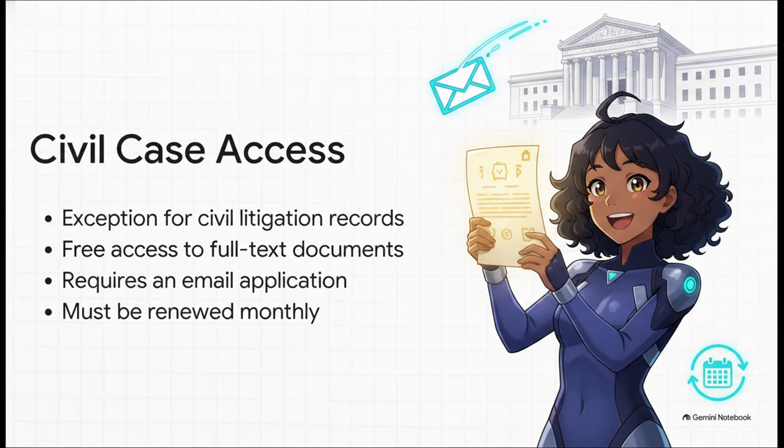But wait, there is an incredible loophole in the system if you're looking at civil records. It's called the Civil Case Access Program. This statewide exception allows you free public access to download full-text civil documents. The catch? You have to email an application to the Supreme Court Law Library, and you have to renew it every single month. But honestly, if you need a lot of civil documents, this is literally the only legitimate way to bypass those commercial fees completely online.